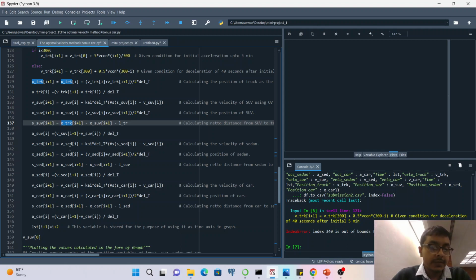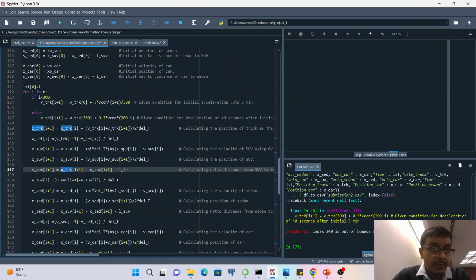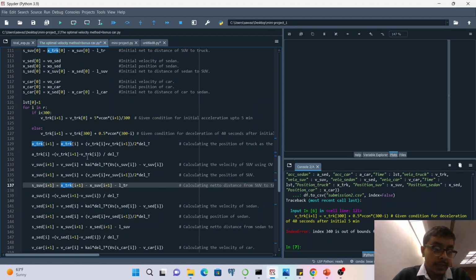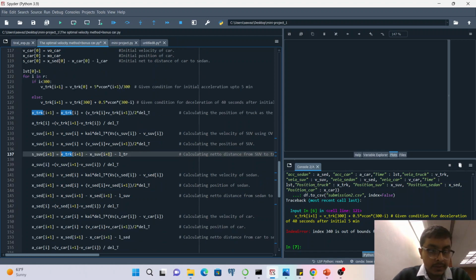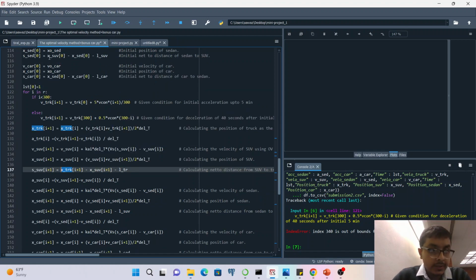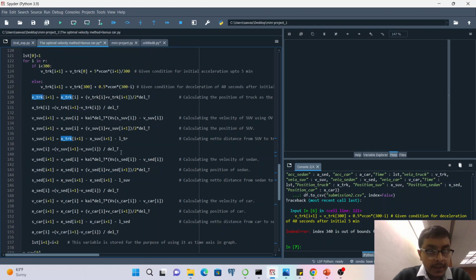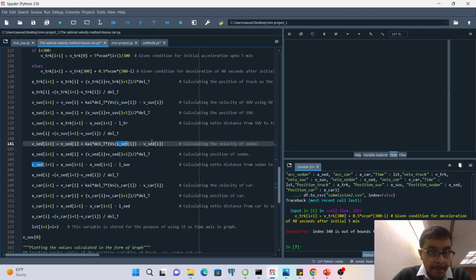Again, for the velocity of sedan we use previous velocity, OV function parameter Vs, for which we have S sedan, and again for the initial condition we get the value from the initialization over this part, and we calculate the velocity of sedan successively for all the latter cases.